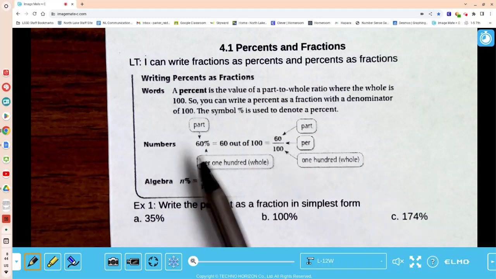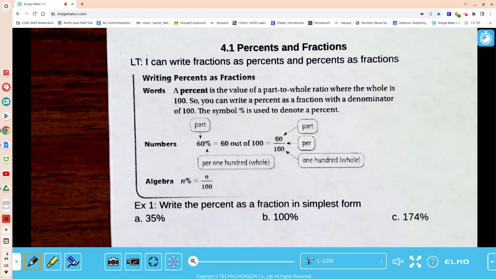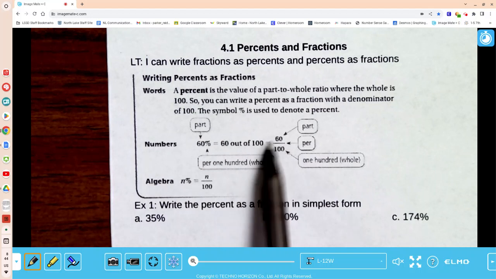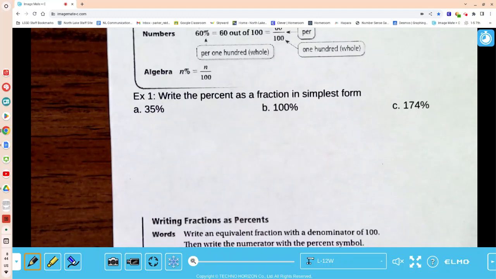So when we see a number 60, and then it has that symbol, we read that as 60%. I'm sure you are probably familiar with that already. And this just means 60 out of 100, meaning we could write it as the fraction 60 over 100. We could also go the other way around. If we have a fraction with a denominator of 100, 60 over 100, I know that means 60% because that is the amount out of 100. So we're just going to be working on going between the two forms today.